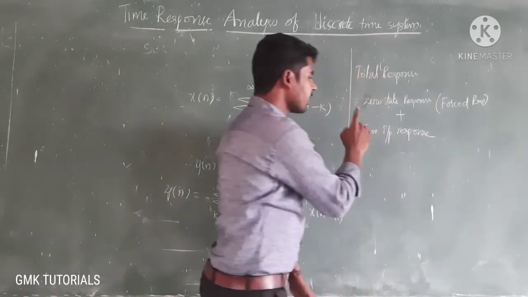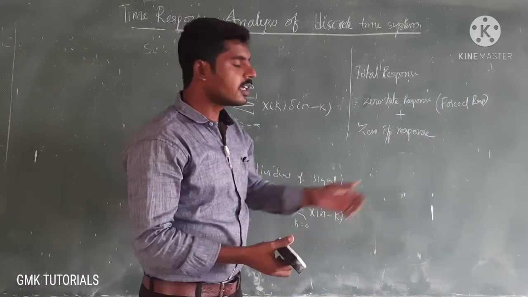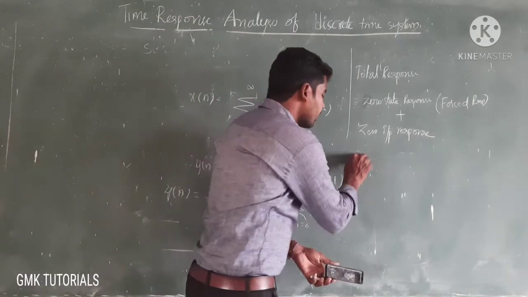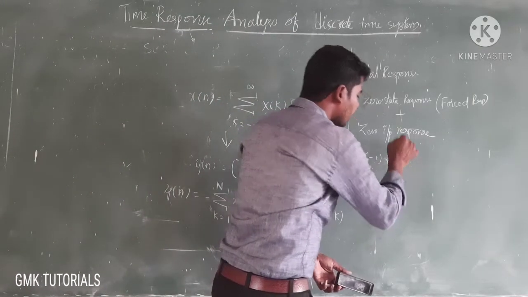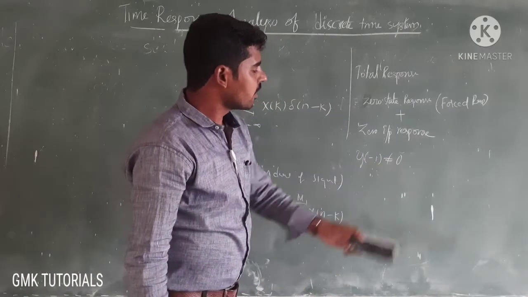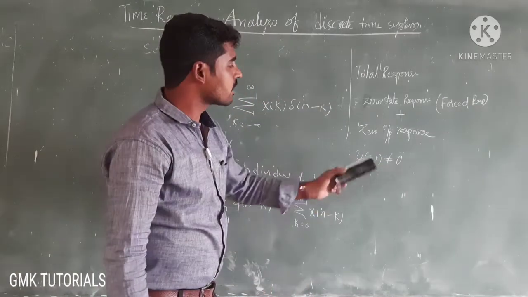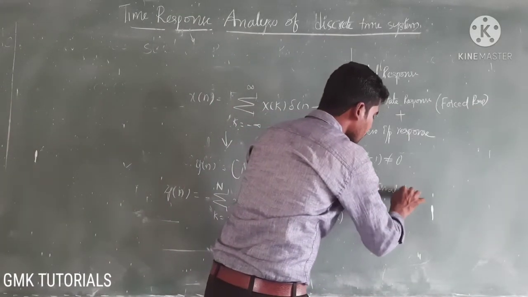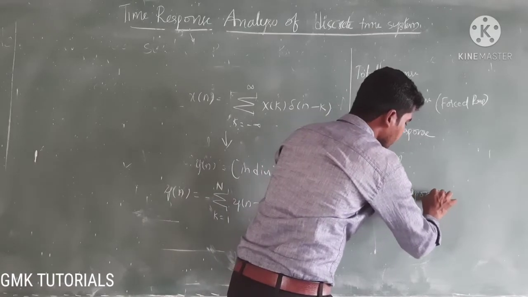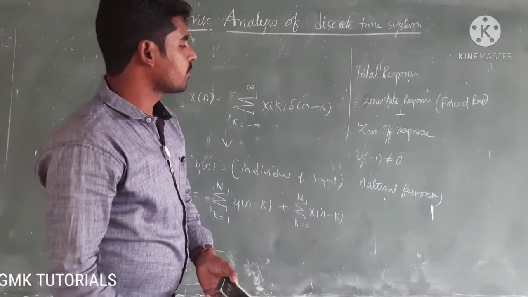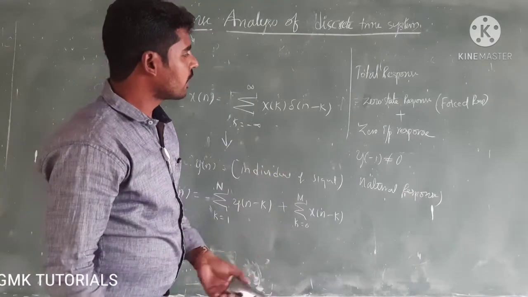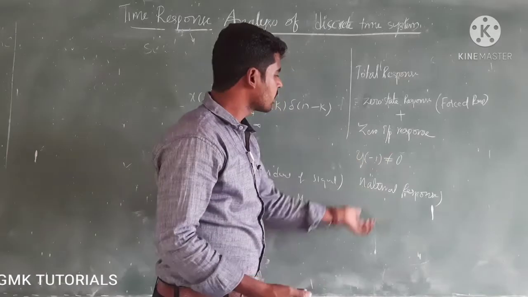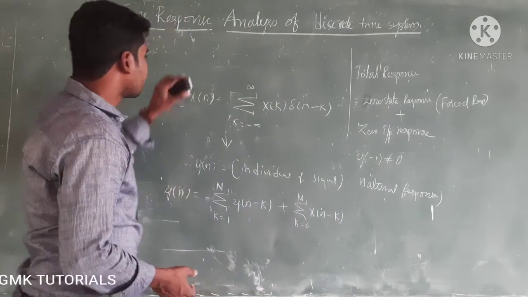In the second case, zero input response means the initial values are not relaxed. Initial values not relaxed means y of minus 1 is not equal to 0. That means it depends on the previous values also. That's why it is called a natural response. Now we have to find out what is the solution for the forced response and what is the solution for the natural response. These are all discussed in the coming discussion.